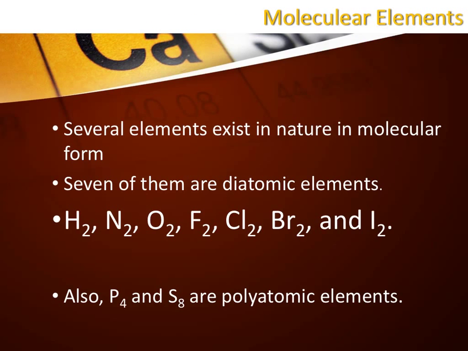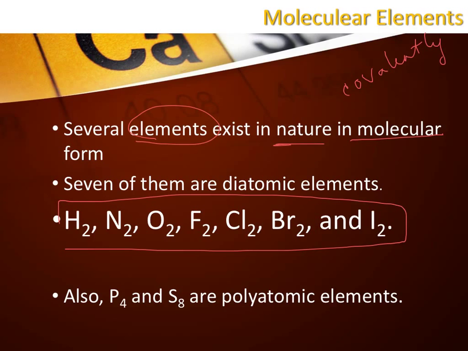All right, so this is something you're actually going to have to memorize. The elements that exist in nature already chemically bonded, so they're in molecular form. All of them are covalently chemically bonded, and so they are called molecules. There are 7 of them.